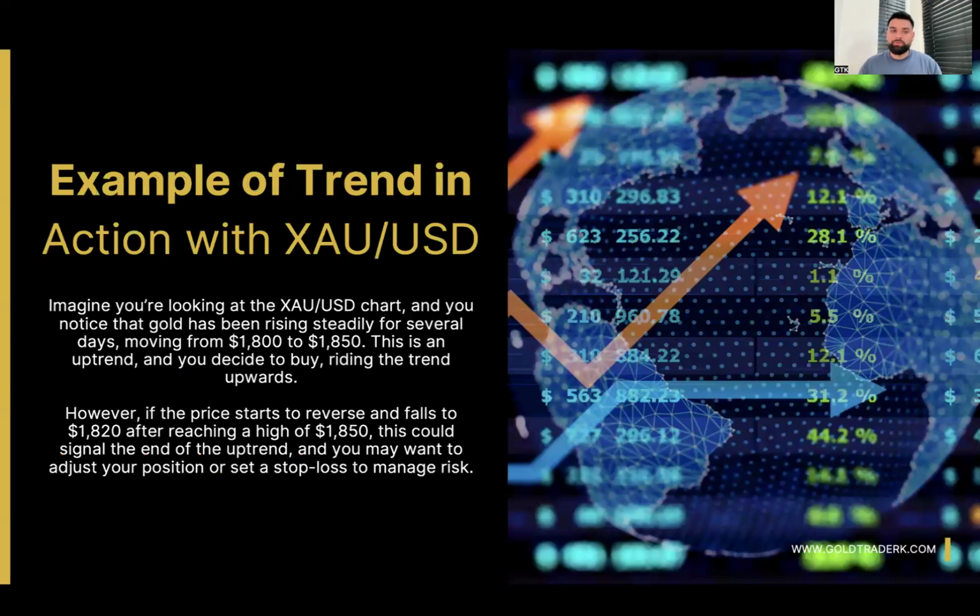So an example of a trend in action while trading XAUUSD. Imagine you're looking at XAUUSD charts and you notice that gold has been rising steadily for several days, moving from 1800 to 1850. This is an uptrend and you can decide to buy, riding the trend upwards. However, if the price starts to reverse and falls to 1820 after reaching a high of 1850, this could be a sign of the end of an uptrend and you may want to adjust your position or set a stop loss to manage your risk.